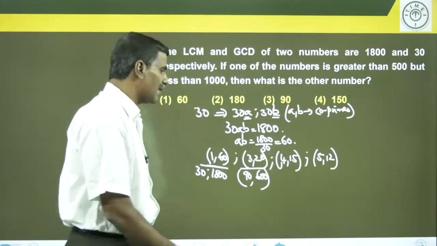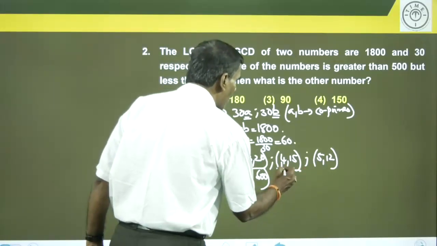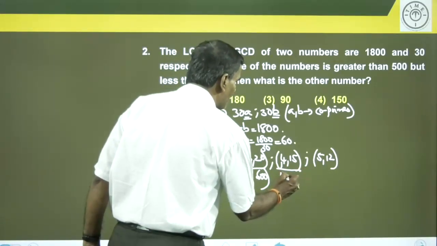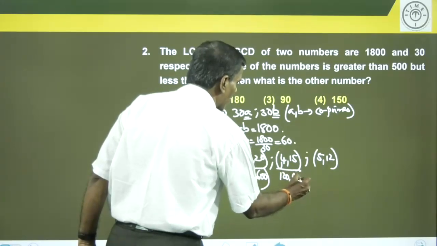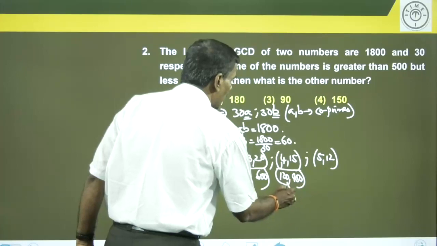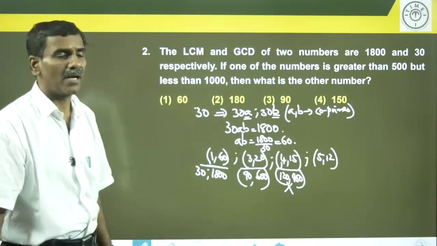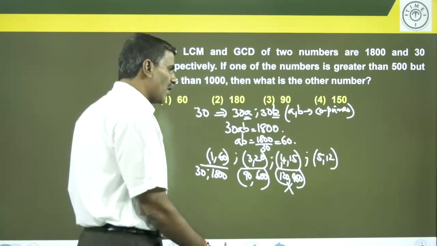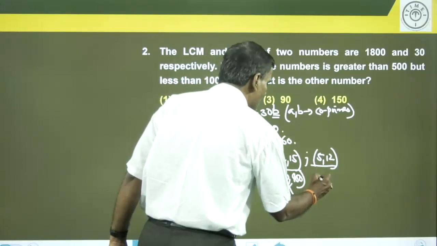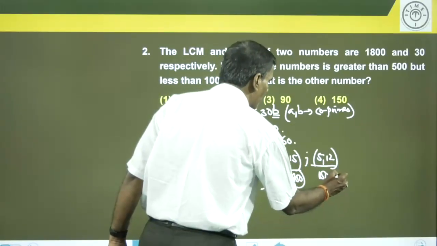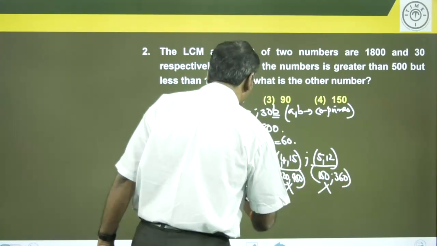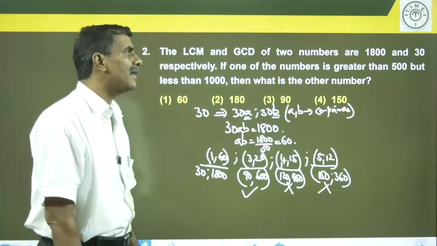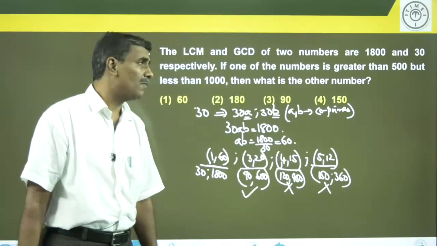Let's quickly look at the other two cases also. 4 and 15: 30 into 4 is 120, and 30 into 15, 15 3s is 45, means 450. This is not in the range of 500 to 1000. The last one, 5 and 12: 30 into 5 is 150, and 30 into 12 is 360. 360 is also not in that range. So the only possibility is 90 and 600.